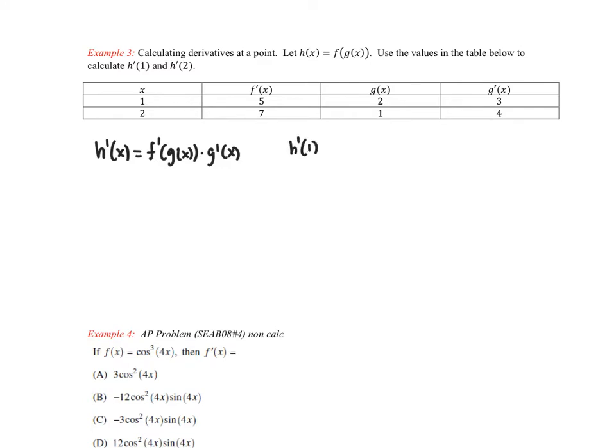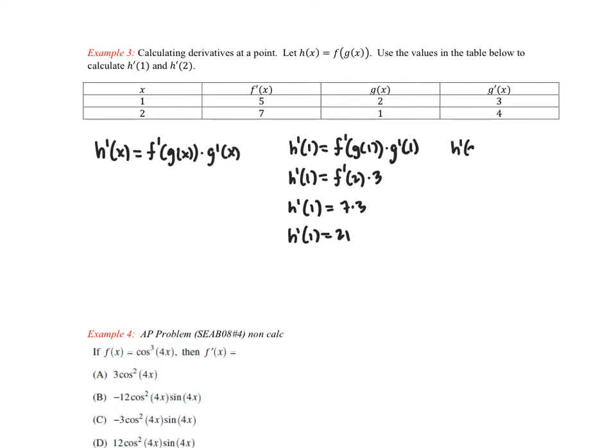Okay, so h prime at 1 would be f prime of g of 1 times g prime of 1. All right, so what's g of 1? Well, g of 1 is 2, so this would be f prime at 2, and g prime at 1 is 3. Okay, so f prime at 2 is 7. 7 times 3 tells us that h prime at 1 is 21.